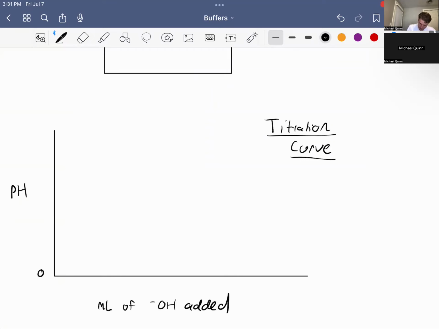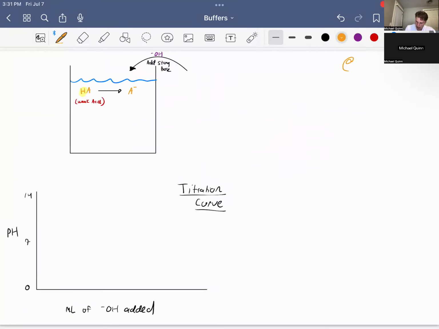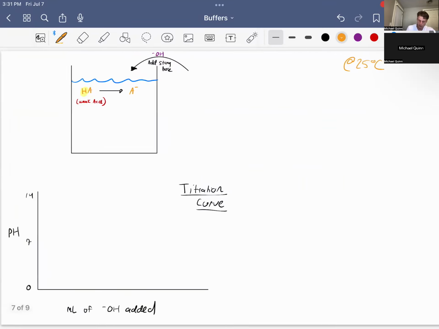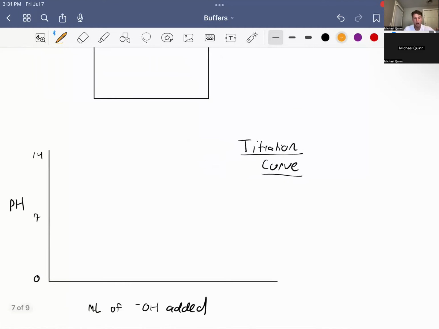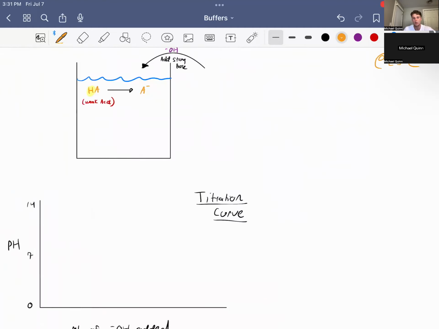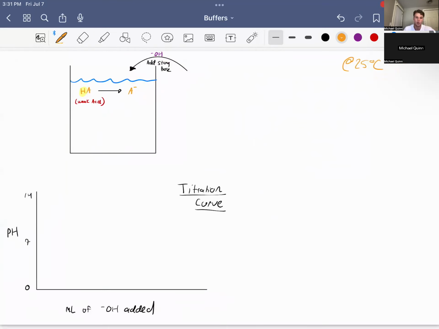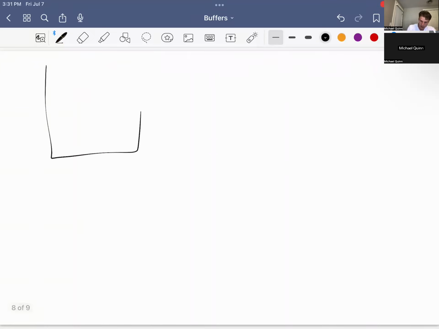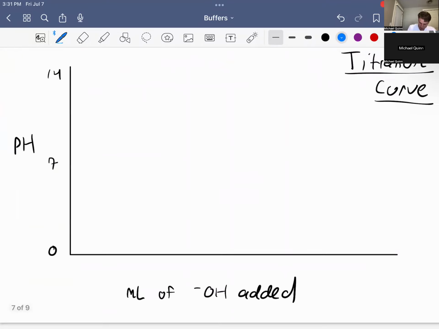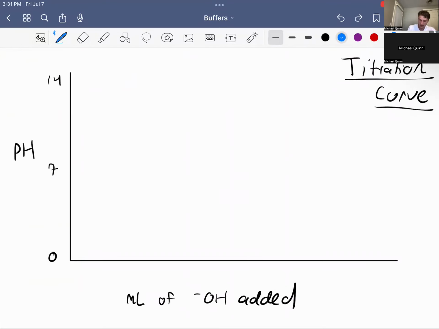So we can pick 0, 7, 14 for the pH. Let's call this at 25 degrees Celsius. The milliliters of OH minus added is going to determine how much base we have put into this beaker and how much conjugate base of HA we are going to create. So let's track this beaker as we add some base to the solution. Let's calculate the pH before we have added any base, so when we are at 0 milliliters of OH minus added.